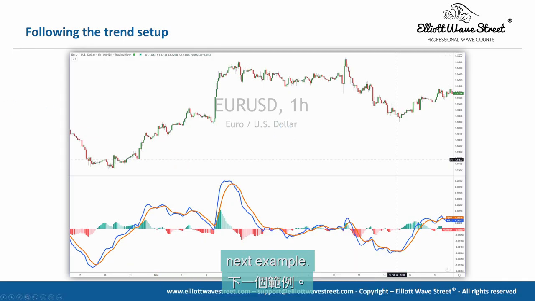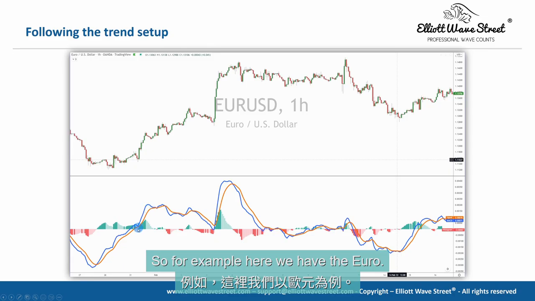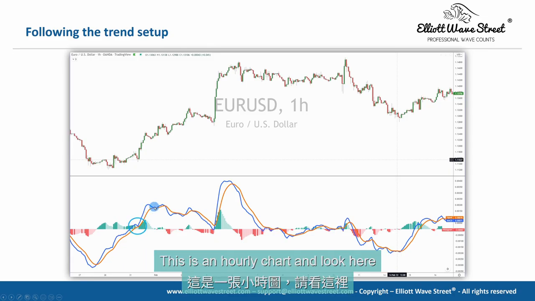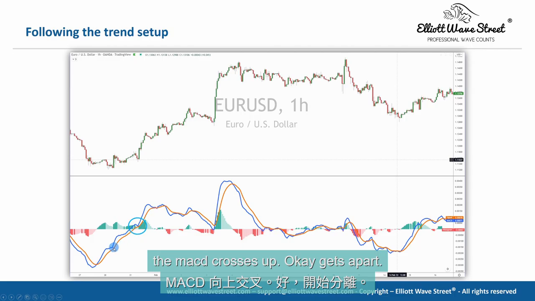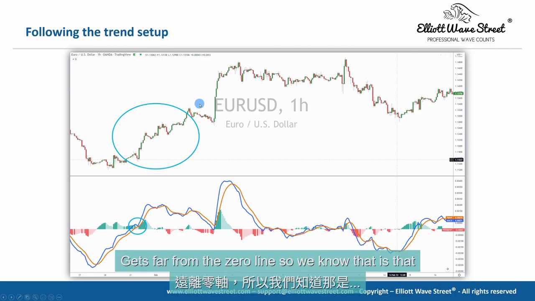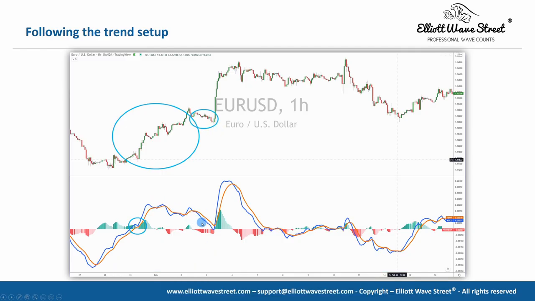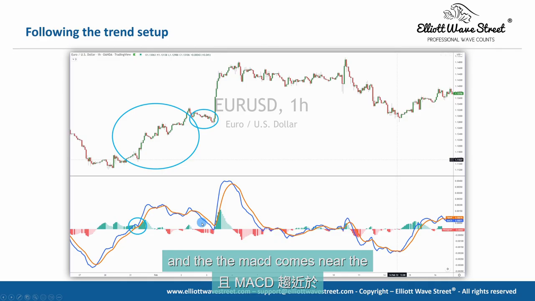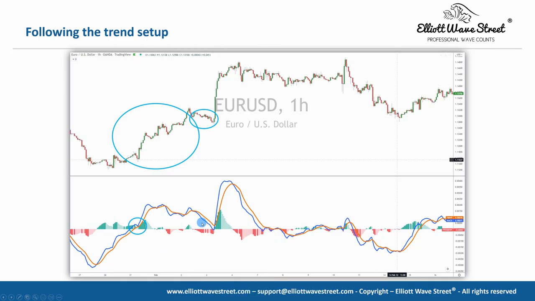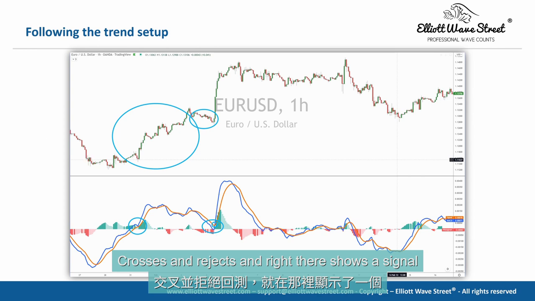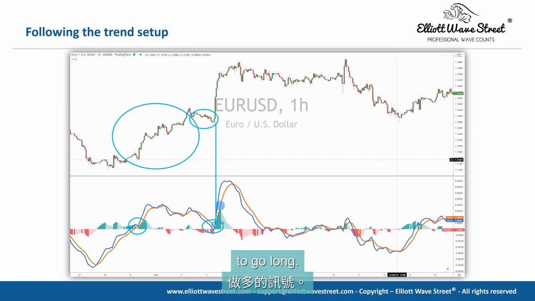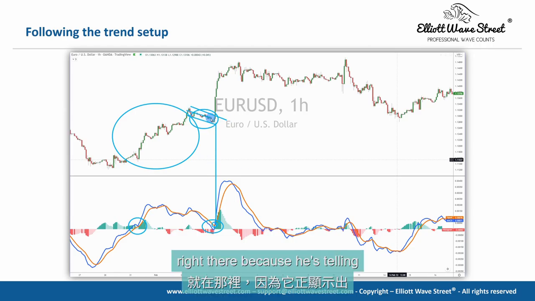So, for example, here we have the euro. This is an hourly chart. And look here, the MACD crosses up, okay, gets far from the 0 line. So we know that this leg is not likely to be corrective. The price moves down, and the MACD comes near the 0 line, crosses and rejects, and right there shows a signal to go long. Right there, because it's telling that this one is corrective.